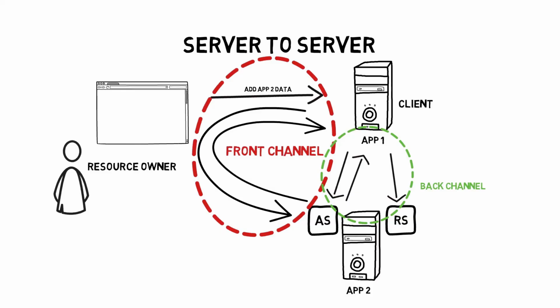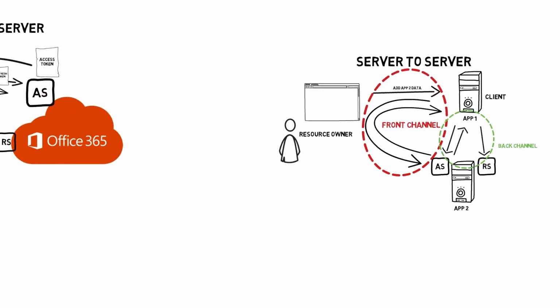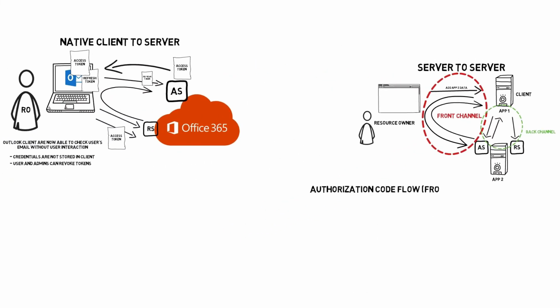We could, of course, add a refresh token to the mix if we wanted, but in this example I wanted to keep it simple. This flow that I just covered is called the authorization code grant, or flow, and it makes use of both front channel and back channel.